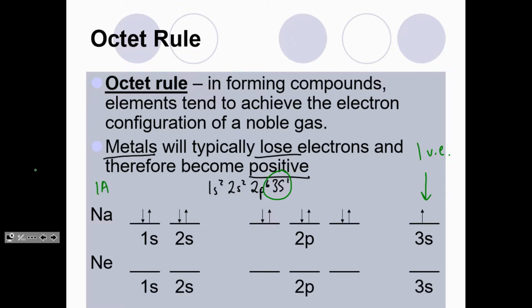Neon, which would be in the same row as sodium, would have a filled outer valence shell. The 2s and the 2p are completely full. And you'll notice that we've missed an arrow there from sodium. So what happened? Well, let's go back up here. It said metals typically lose electrons and become positive. For sodium to become satisfied and to be like a noble gas like neon, it is just going to lose one electron.